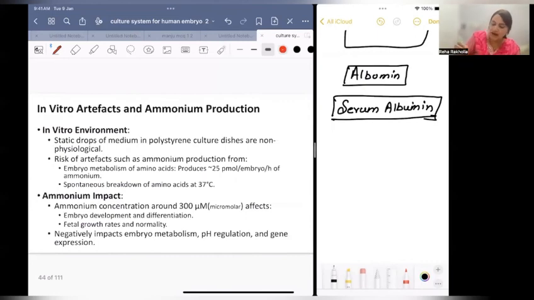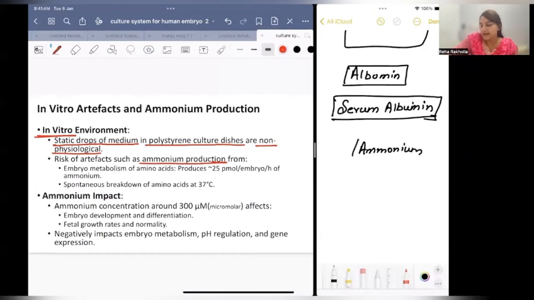Then in vitro artifacts and ammonium production. In vitro means a non-physiological environment. A static drop of medium in polystyrene culture dishes is non-physiological, and ammonium production is there. Ammonium production can be by two things. What? Metabolism of embryo.